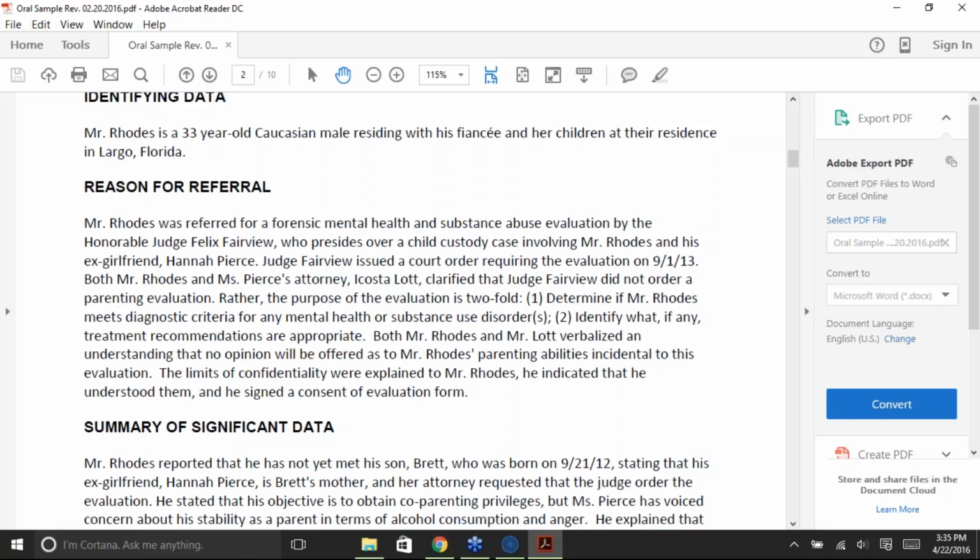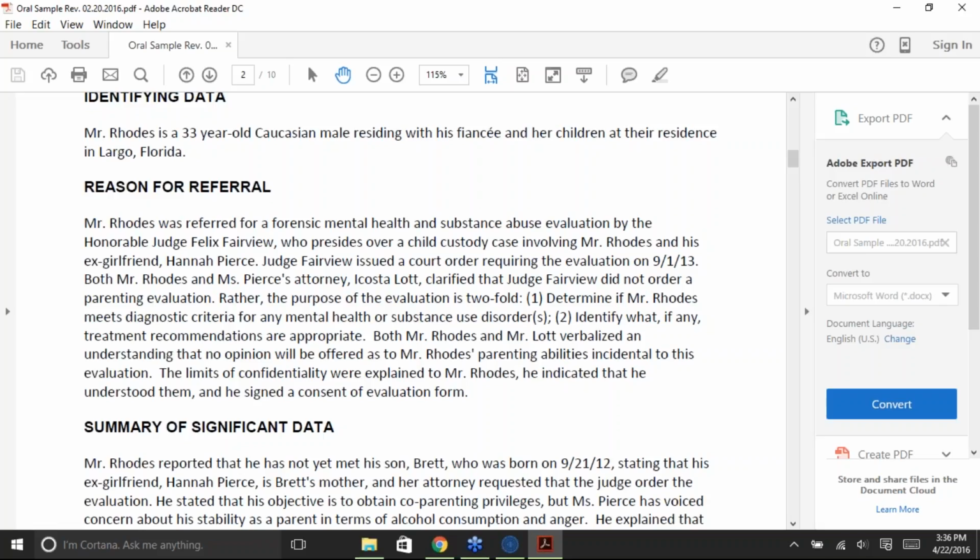So both Mr. Rhodes and Mr. Lott verbalized an understanding that no opinion will be offered as to Mr. Rhodes' parenting abilities incidental to this evaluation. Now, why did I throw that in there? I threw it in to be extra sure that I'm clarifying that, look, I was asked just to answer those two questions. I know this is a custody case, but I'm not going to be able to offer any opinions on who's the better parent or who should or shouldn't have custody, because that's not what I was asked to do. So I'm really clarifying that in that statement.